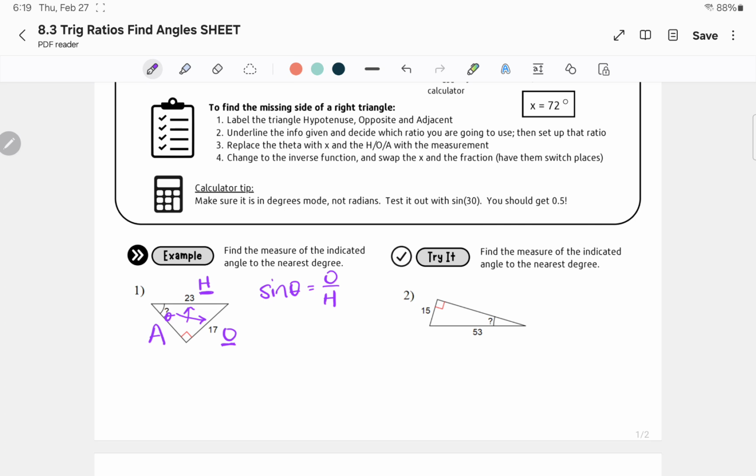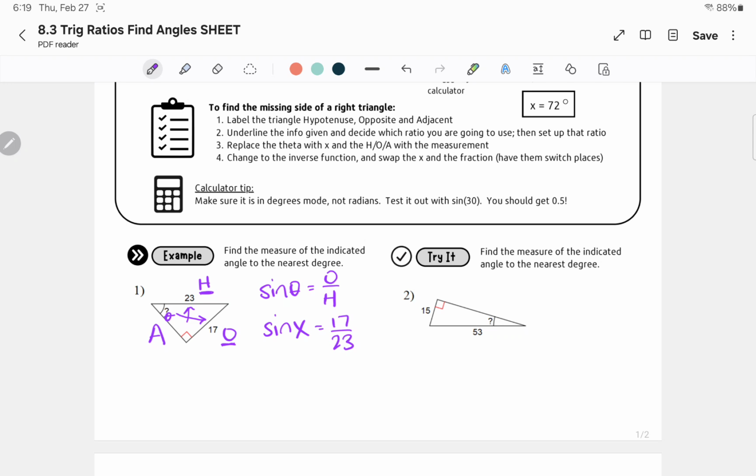And now we're going to plug in our information. So theta, we don't know it. We don't know what the angle is. That's what we're trying to find today. So we're going to put an X for theta. We know the opposite is 17, and we know the hypotenuse is 23.